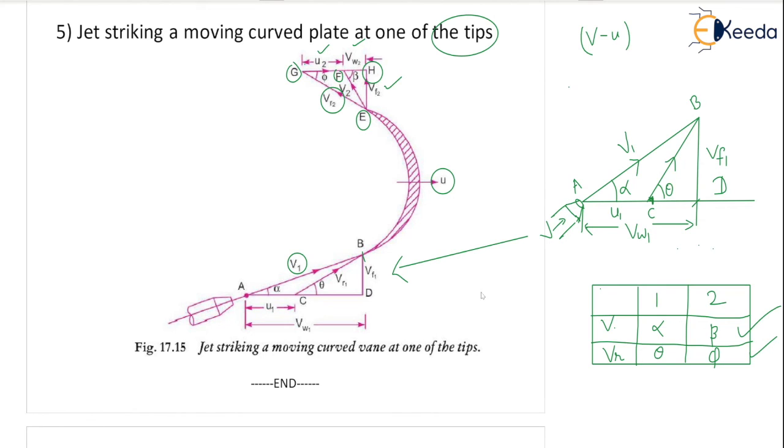Anything they can ask you to find out: the alpha, theta, flow velocity, main velocity. You know this rule that if you know one angle and one side of the triangle, the other angles and other sides can be calculated. So this concept is used to find the other unknown parameters of the velocity triangle. Okay, thank you.